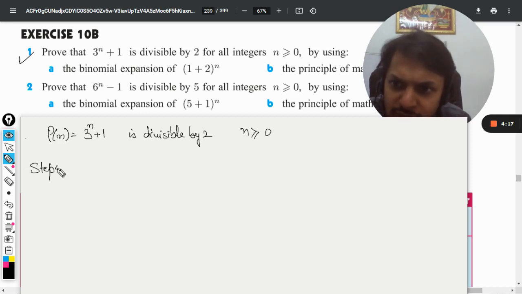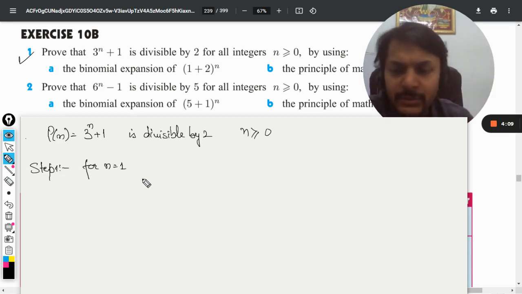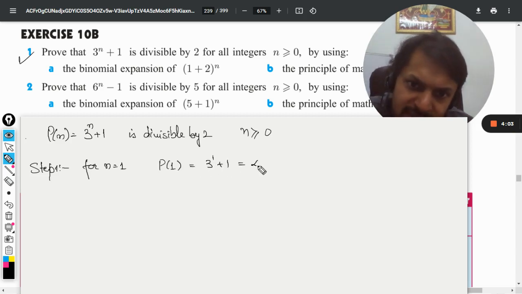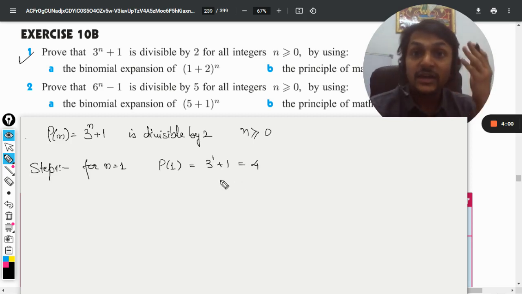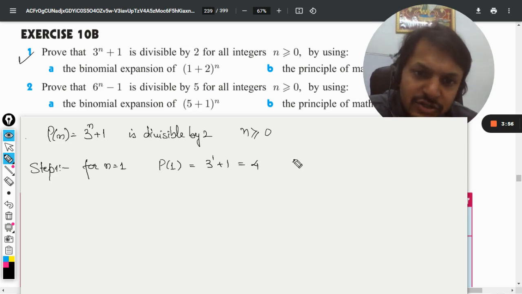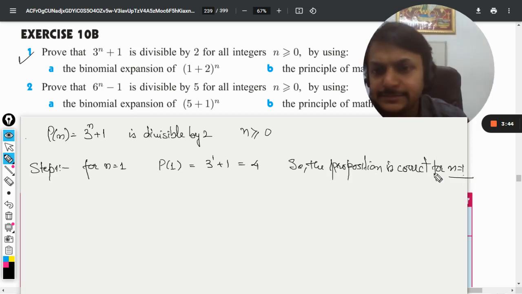So I am going to call it step number 1. I say that for n is equal to 1, let us see if it is coming out to be true or not. So p of 1 is 3 raised to power 1 plus 1. This is coming out to be 4. And yes, it is divisible by 2. That is absolutely correct. So the proposition is correct for n is equal to 1.